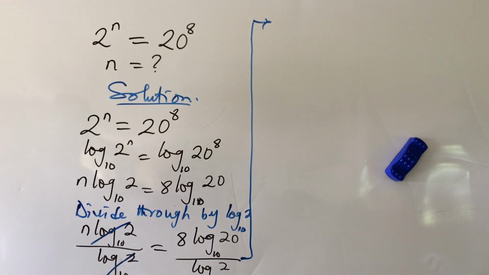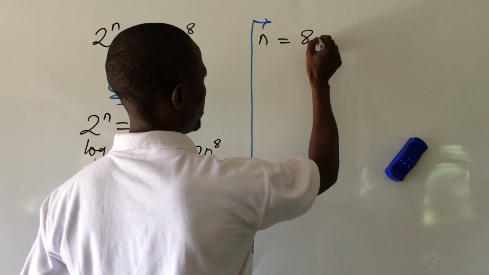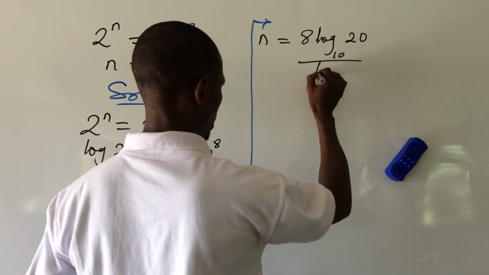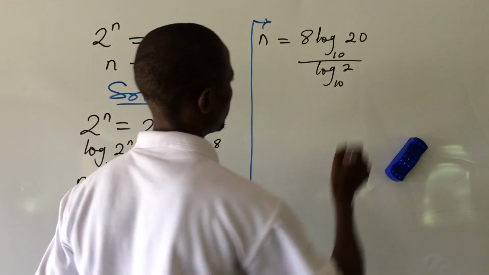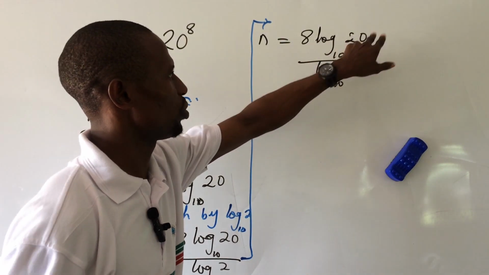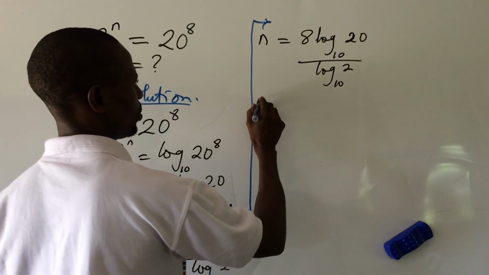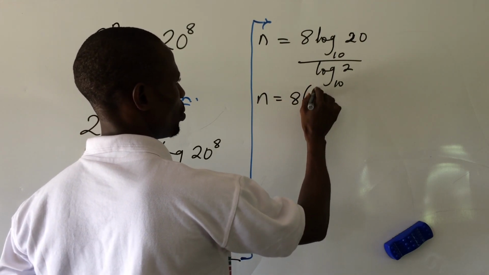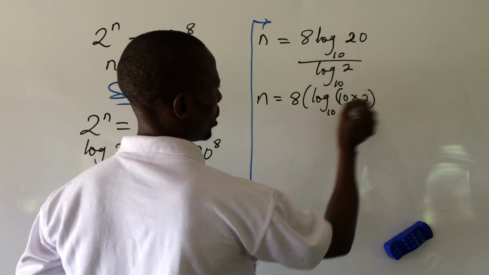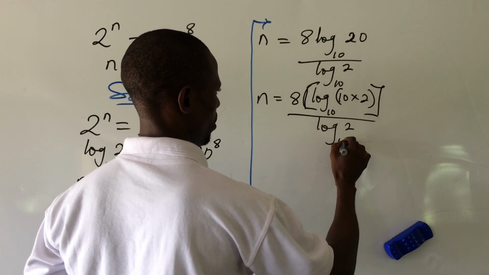So if we proceed on this other side, we're going to have the left-hand side to be n equal to 8 log 20 base 10 all over log 2 base 10. Now, if you look carefully, we can simplify this here, which is 20. We can break down 20 to 2 times 10. So if we do that, we're going to have n is equal to 8 into log of 10 times 2 in brackets base 10, all over log 2 base 10.